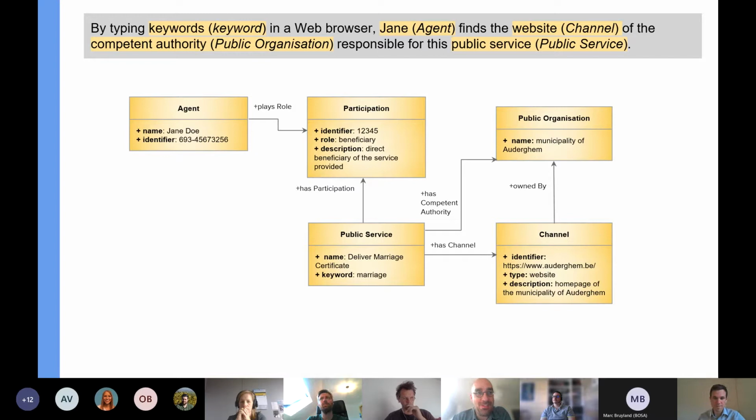Any lawyers at the table? Any constitutional lawyers at the table? In general, in your experience, is each public service a single public organization responsible for this service?